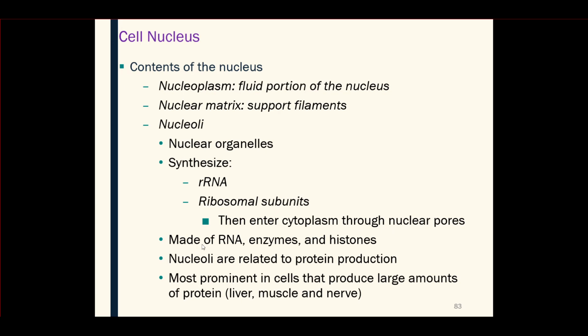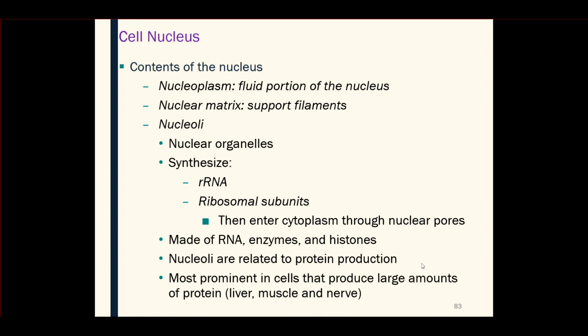The nucleoli are actually made up of various things: RNA, some enzymes, and some histones. I'm going to talk about histones in a moment. These are proteins that are important in organizing DNA. But the main thing you should know today, as I mentioned, is that the nucleoli, anything that they make, are related to protein production. Now, we tend to see more nucleoli and more prominent nucleoli in cells that tend to make large amounts of protein. Perfect examples of that would be the liver. Right? The liver is just constantly producing different types of proteins for us, muscle, even nervous tissue.